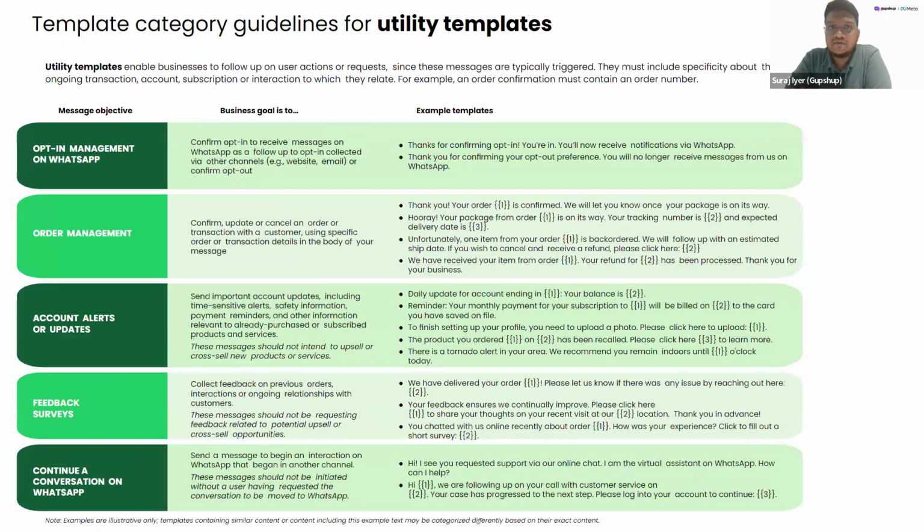This is an example for utility templates. The first is, of course, opt-in management. If you have acquired a new database, you would want to send the first message saying that you have now opted in to WhatsApp and you will be receiving notifications from this business. There is order management. If someone completes a service or buys a product from your website, you can send across an order message there. Account alerts and updates, if there is anything new coming up for that particular user's account, you can send it across. Also, feedback surveys are counted under utility. There are examples available for that as well.